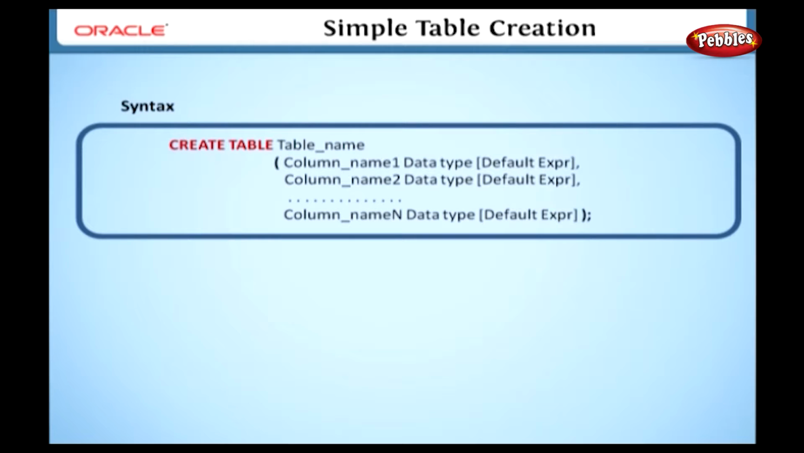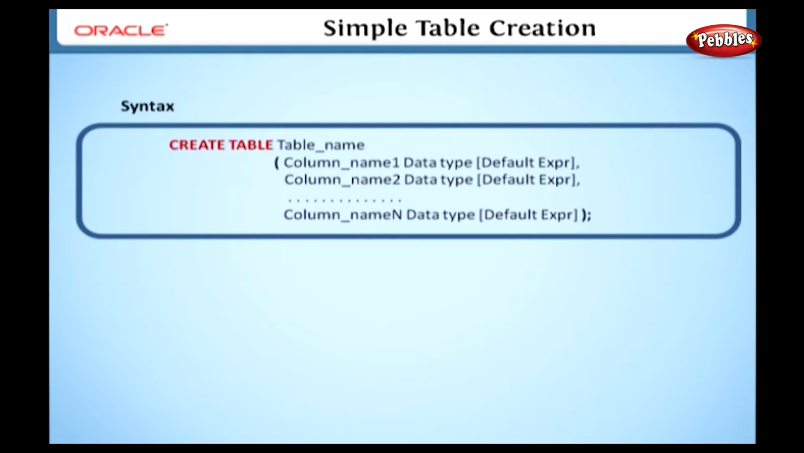In this syntax, create table is a keyword to create a table in the database. Table name is the name of the table to be created. Column name 1 to column name n specifies the names of the columns to the table. In this column definition, we must specify the data type of a column. It specifies the type of data and the length of data to be stored.